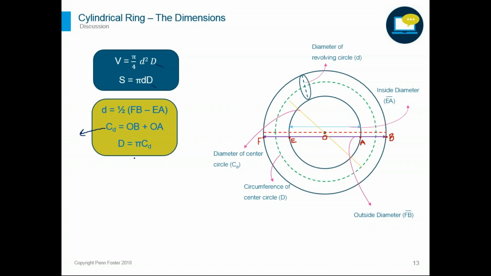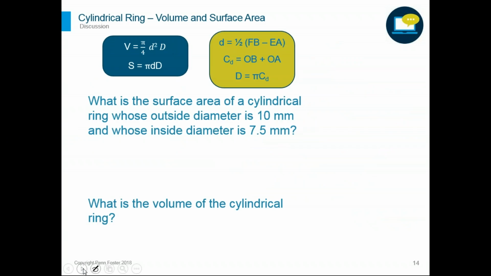And then from the diameter of the center circle, multiply that times pi, and that will give you the circumference of the center circle. And by having the little d and capital D, you're able to use each of the formulas to find either the volume or the surface area of the ring. Let's look at an example and see how we are going to use those formulas combined to find the surface area of a cylindrical ring that has an outside diameter of 10 millimeters and inside diameter of 7.5 millimeters.